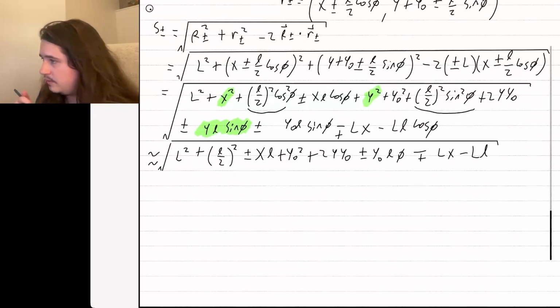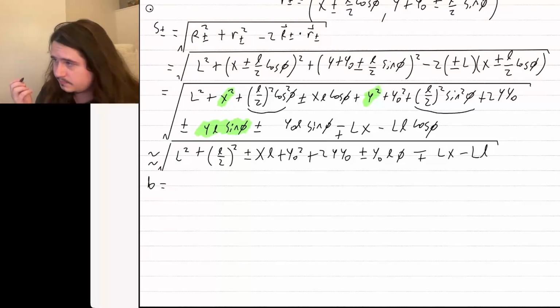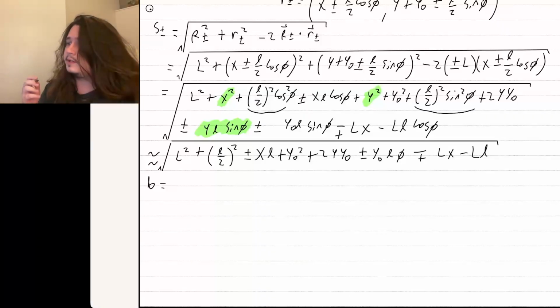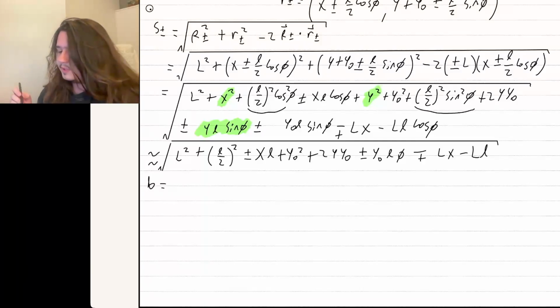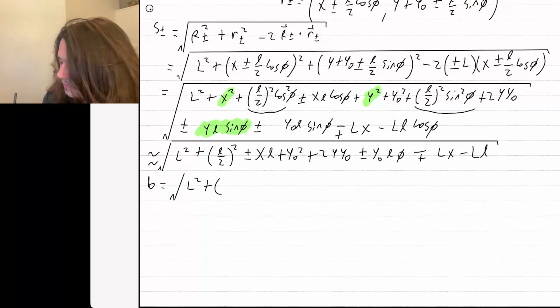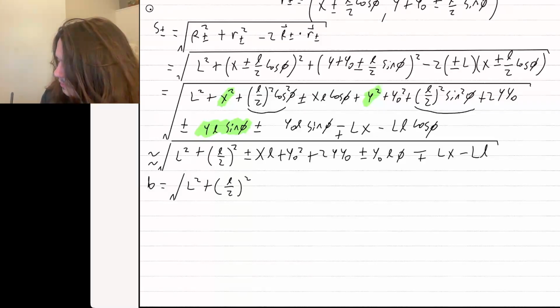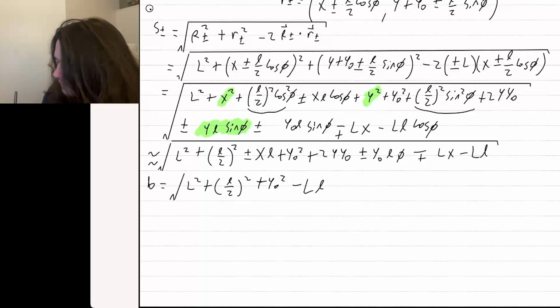So now let's go ahead and calculate what B is in terms of all this junk. Remember, B is the equilibrium length of the spring. So we're going to set x equals 0, y equals 0, phi equals 0, and see what we get. We get B is the square root of L squared plus little l over 2 squared plus y naught squared plus 0 plus or minus 0 minus or plus 0 minus little l times big L.